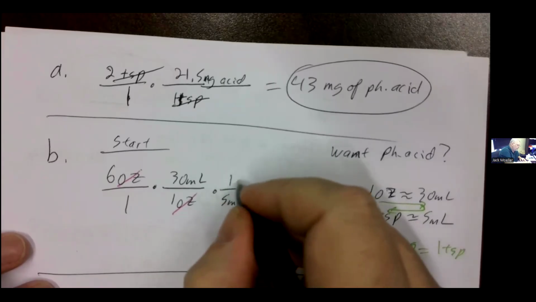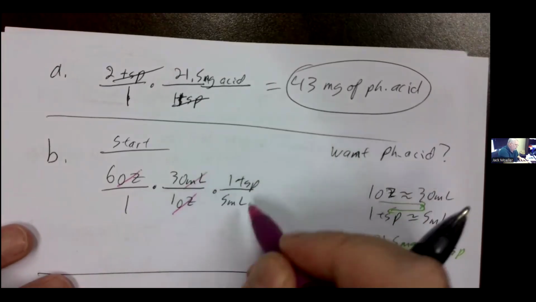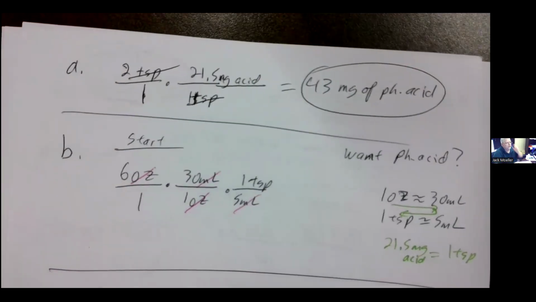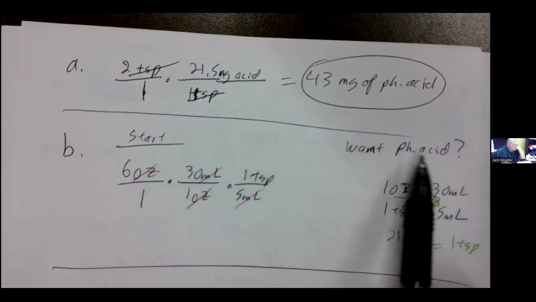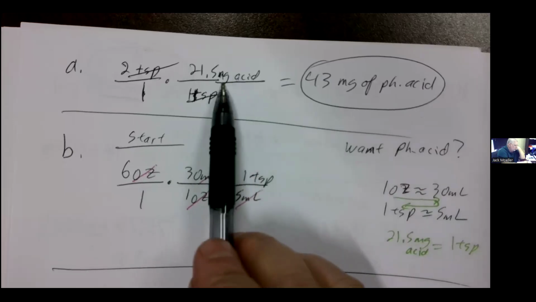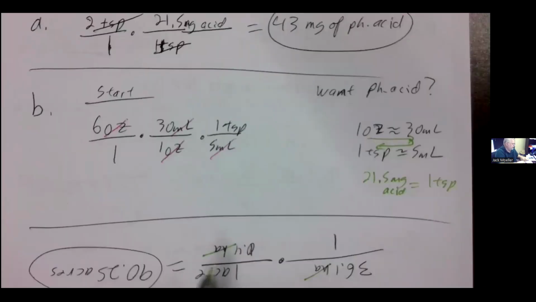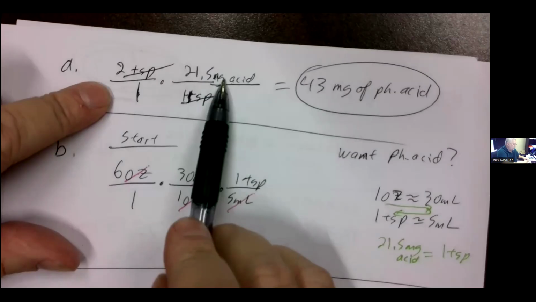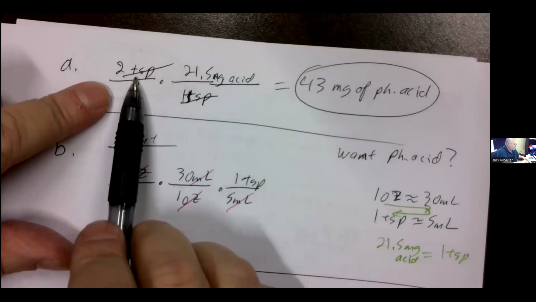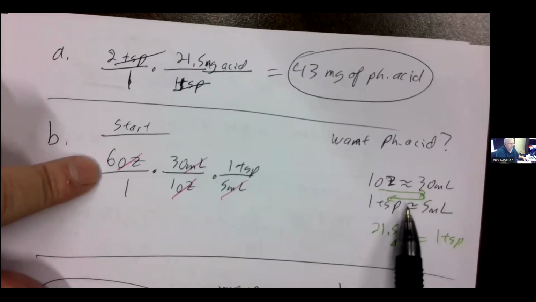On problems like this, the key is to follow the trail of the units. We know we're starting with ounces. We want milligrams of acid. How can we connect the two? That's why I like part A. That's sort of the warm-up problem, because now you can go from milligrams of acid to teaspoons, and then we just need this to connect the ounces to the teaspoons.